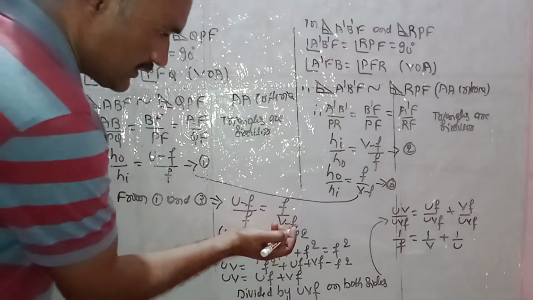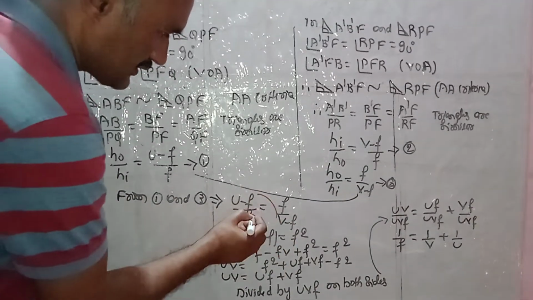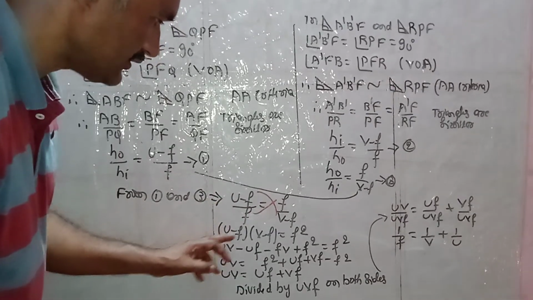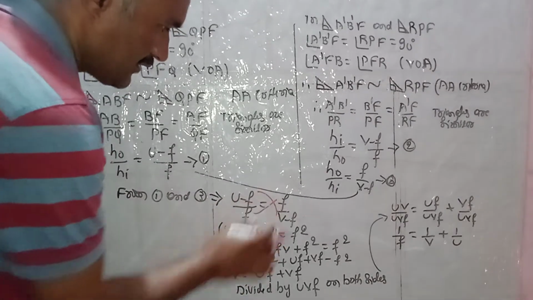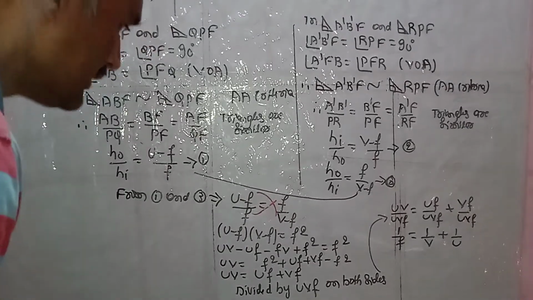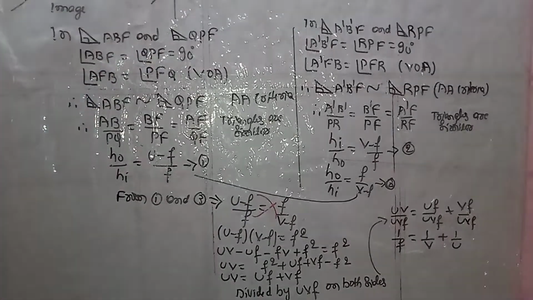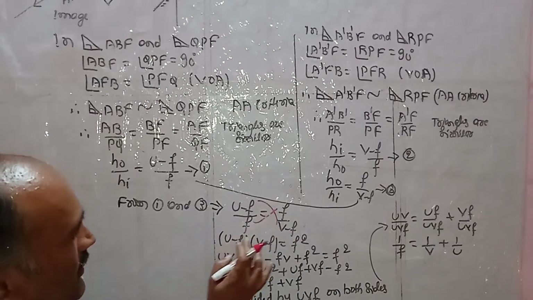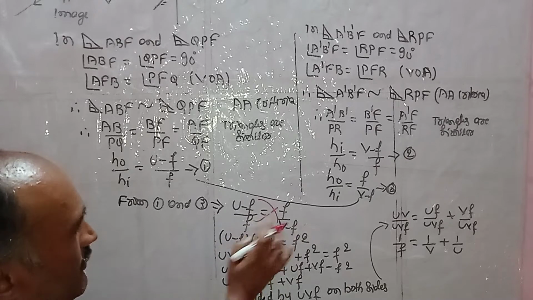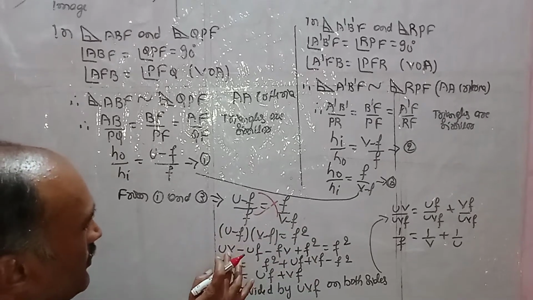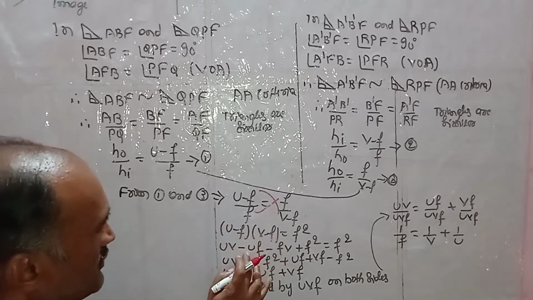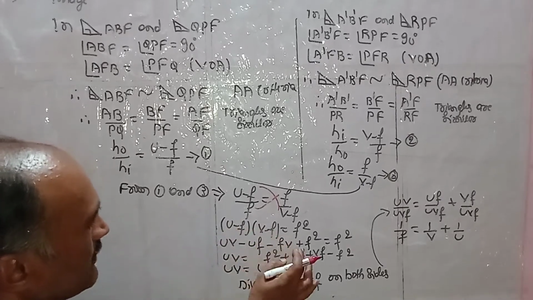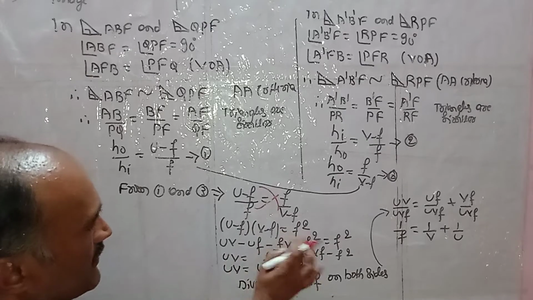We can do cross multiplication, these two and these two. So U minus F into V minus F is equal to F into F, that is F square. So multiply these two: U into V is UV, U into minus F is minus UF, minus F into V is minus FV, minus F into minus F is plus F square, equal to F square.